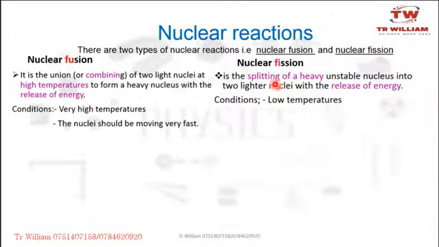For a heavy nucleus to break, it needs lower temperature. It doesn't need a high temperature. Secondly, you must have a fast moving neutron. Now, what is the role of a fast moving neutron? Its role is to destabilize more. Remember, this thing will already be heavy.